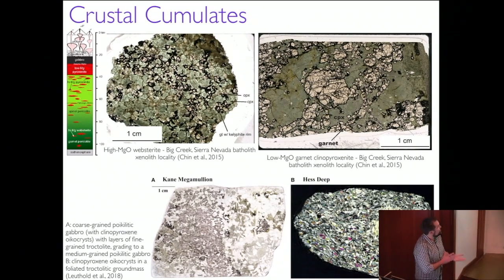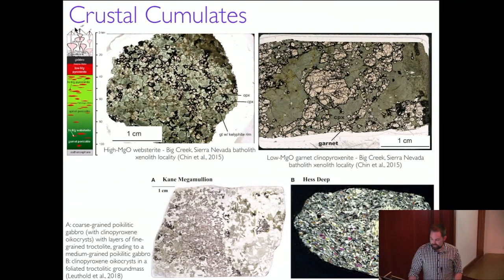This is what some of those crustal cumulates look like. The top half of the image here is taken from a xenolith locality or cumulate locality in Big Creek, Sierra Nevada, so a continental arc, and you see websterites and garnet-bearing clinopyroxenites. These are clearly cumulates that form deep within an orogenic environment.